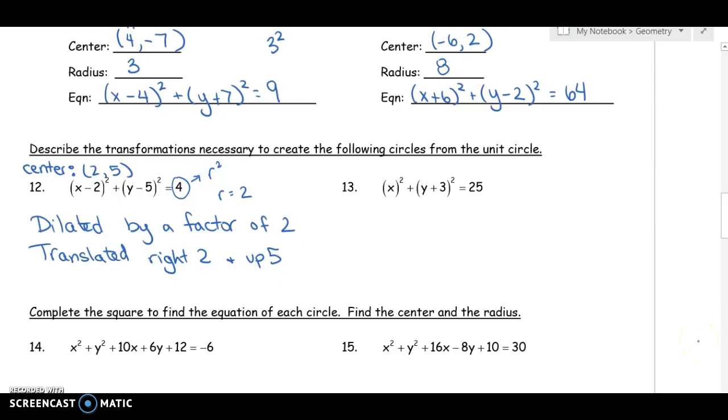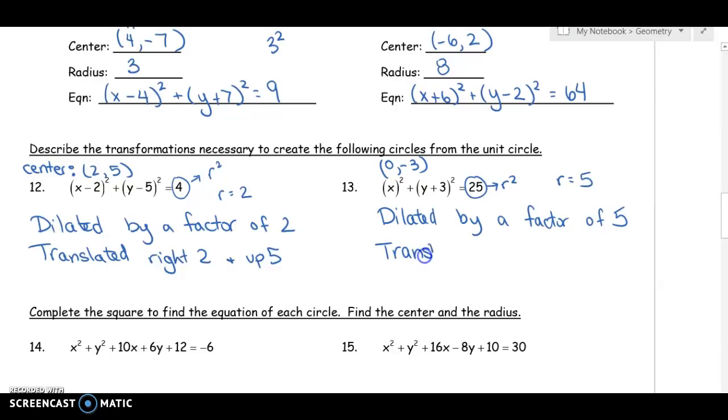Okay, and then 13, kind of the same idea. All right, you can look at your radius squared is 25, so the radius is 5. So to go from a 1 to a 5, that means we're dilated by a factor of 5. And then the center for this thing is 0, -3. So we're not going left or right, we're just going down 3. That -3 means down. So we're translated down 3. And that's all you have to do for those.